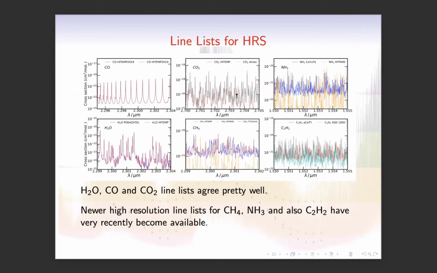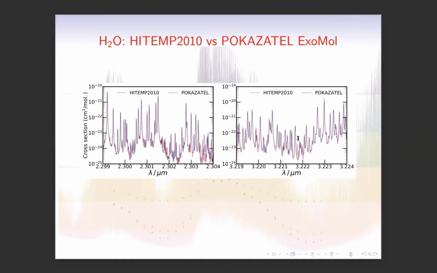But there's been a lot of work very recently, in the last couple of years, on larger molecules like ammonia, methane, C2H2, which have much more complex, much bigger line lists, to try and really get them to the accuracy and completeness that we need for our applications for high-res. Here you can see that the HITEMP 2010 and the Pokazatel line list from ExoMol agree pretty well. There are some differences, and they generally get bigger as you go towards higher temperature, but it's not too bad.